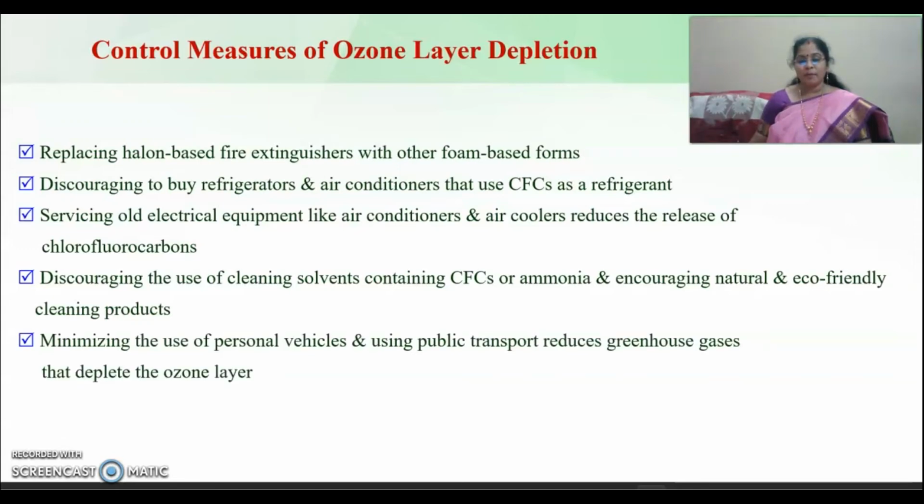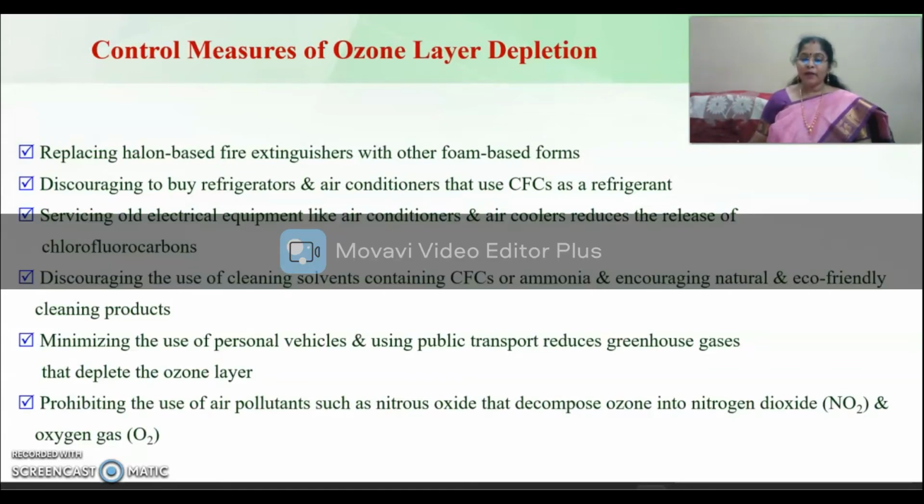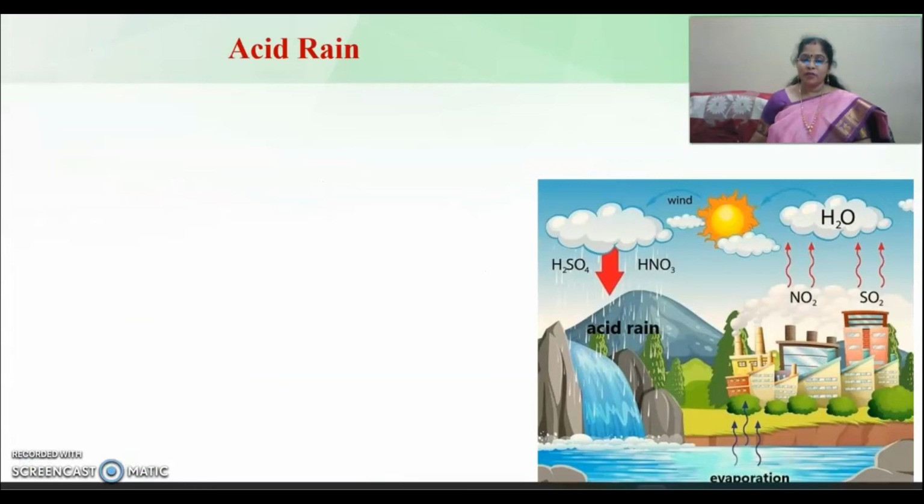minimizing the use of personal vehicles and using public transport to reduce greenhouse gases that deplete the ozone layer, prohibiting the use of air pollutants such as nitrous oxide that decompose the ozone into nitrogen dioxide and oxygen gas. Avoid the use of fossil fuels and increase dependence on renewable energy resources.